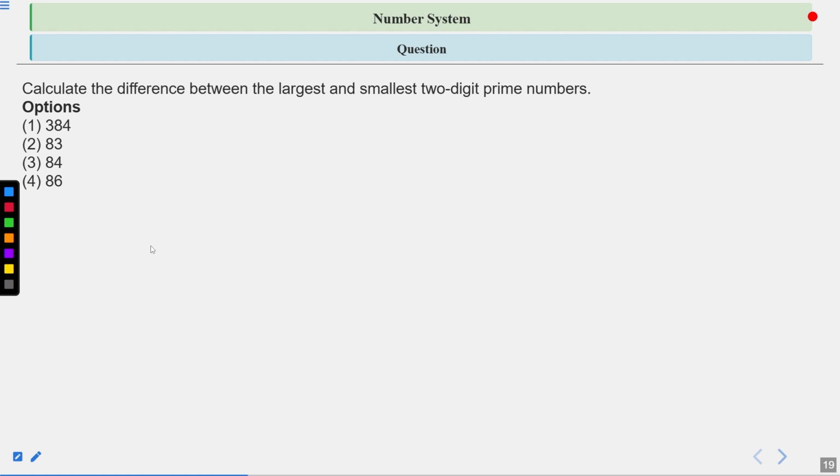Calculate the difference between the largest and smallest two-digit prime number. And this question has four options. First one is 384, second is 83, third one is 84, and fourth one is 86. Now you have 10 seconds to solve this question. Your time starts now.